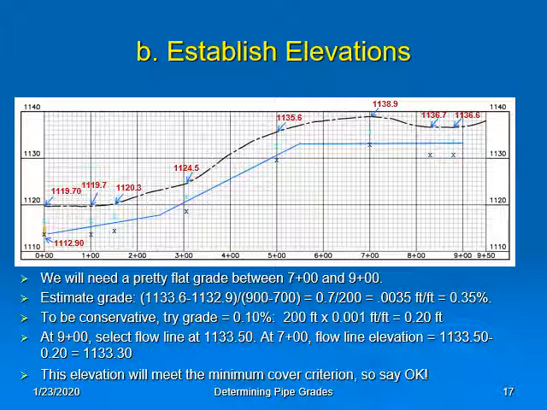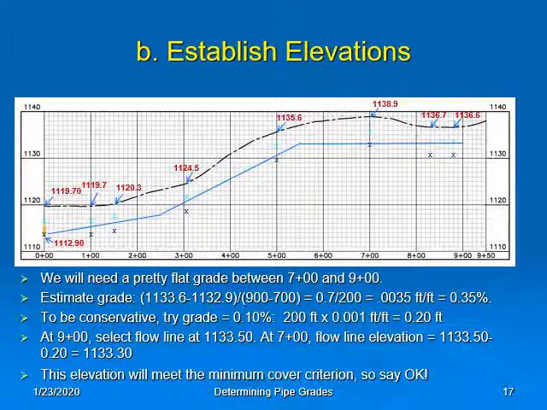and do the calculation. So we come up with a 7/10 elevation difference, and we're 200 feet apart, and that calculates out to a 0.0035 feet per foot grade, or 0.35%. To be conservative, I'm going to use a grade of 0.1%. We don't have to go that flat, but that's what I've selected to do. So we have 200 feet times 0.001 feet per foot. That gives us a 2-foot elevation change between station 900 and station 700.